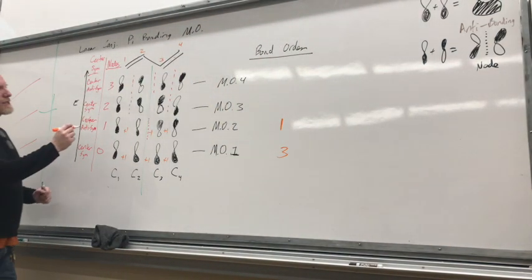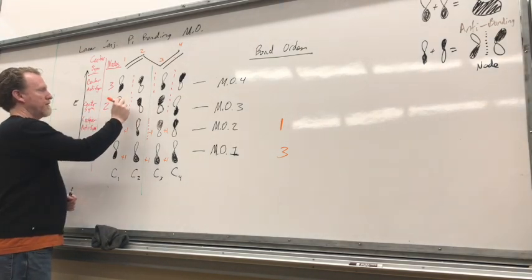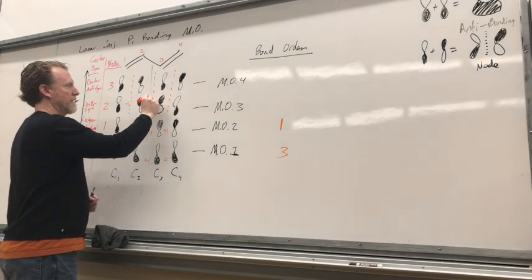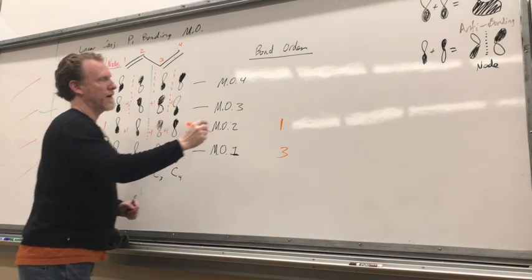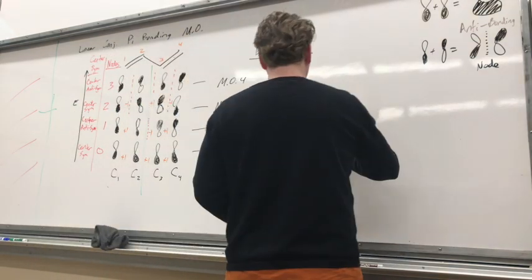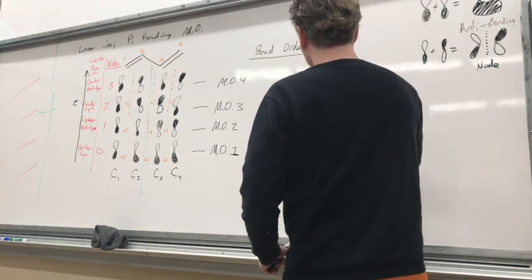Okay. What about this one? What do I put, Raphael, what do I put here? Negative one. Negative one, here? This one. Yeah, here? Negative one. What do you think the bond order is? Negative one. Yeah, so it turns out these guys overall are bonding orbitals, the two low ones.